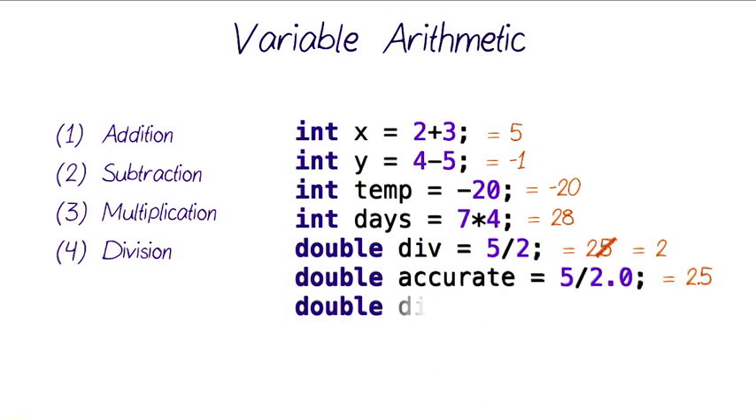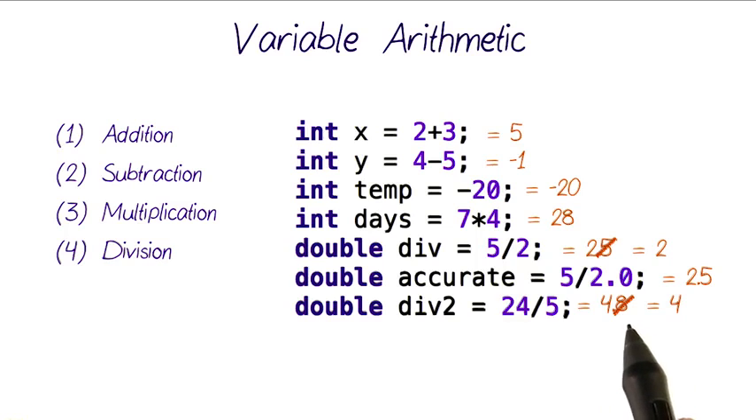This would happen with any division that has only two integers in it, like 24 divided by 5. Even though that would result in 4.8, it will just throw away that fractional part and only store the value 4 into the variable div2. Notice that it's not approximating it to the nearest integer, it's just throwing away that fractional part.